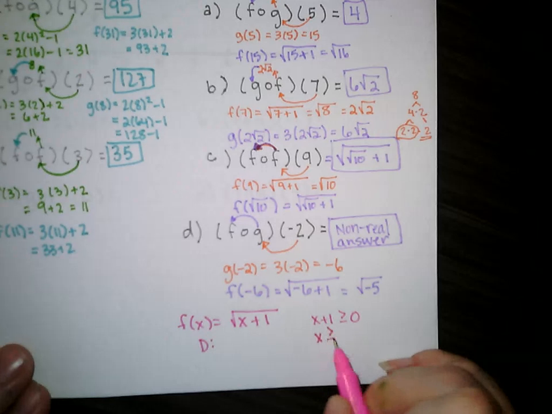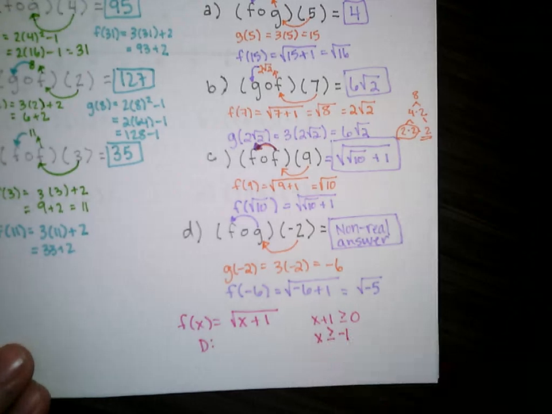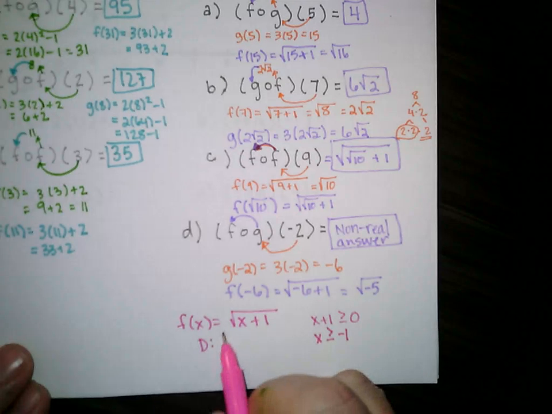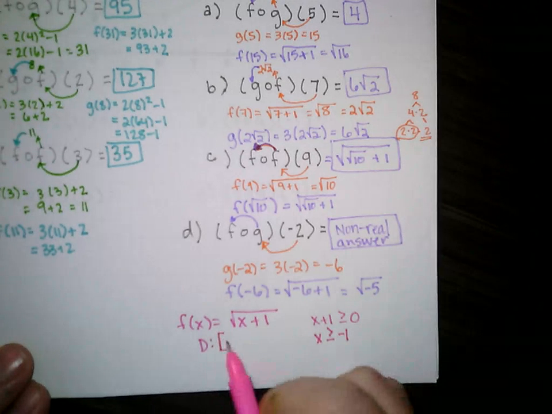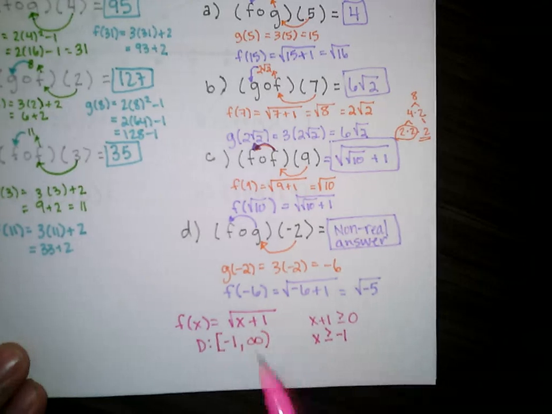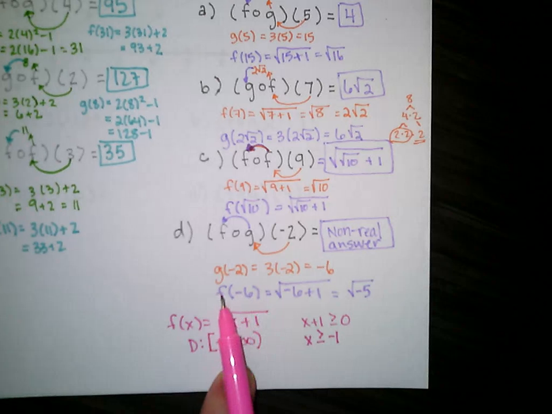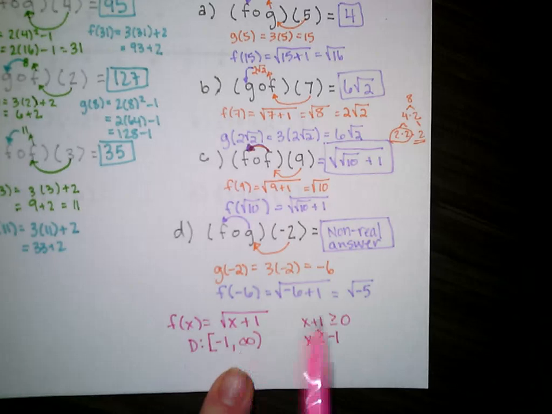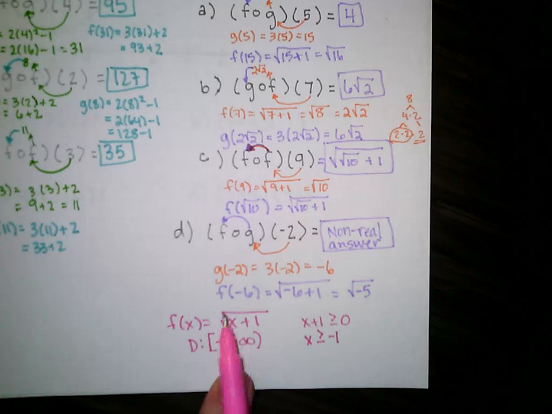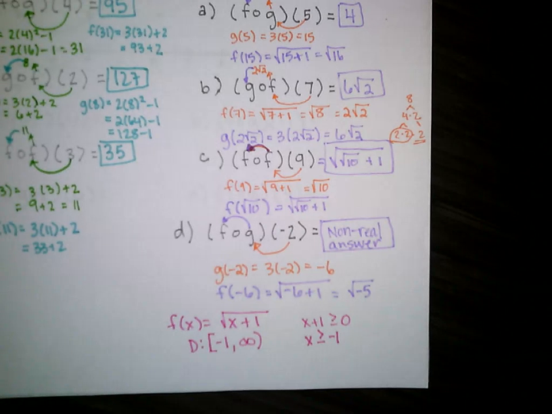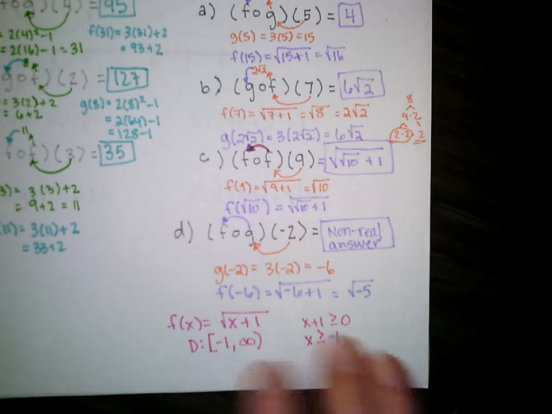Subtract 1 from both sides. We get x is greater than or equal to negative 1. So our domain for f of x would be from negative 1 to infinity. So when we look at trying to take negative 6 and put it into the function f of x, negative 6 is not in the domain of f of x. So we are not going to get a real answer because f of x has a restricted domain that does not include that input. We will definitely be looking at domain of composite functions as we get later in this section.